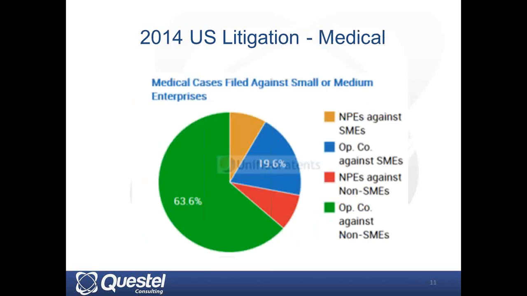The medtech, or the medical data, was broken down further by Unified Patents. If you look at just the red quadrant, this shows NPE U.S. litigation against non-SMEs or against larger operating companies, and it's really quite a small percentage of the overall medical 2014 U.S. litigation. It's about 10%, if that.